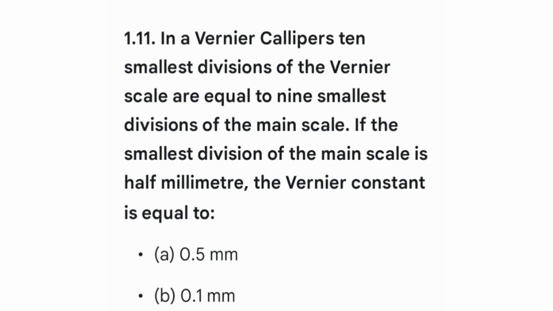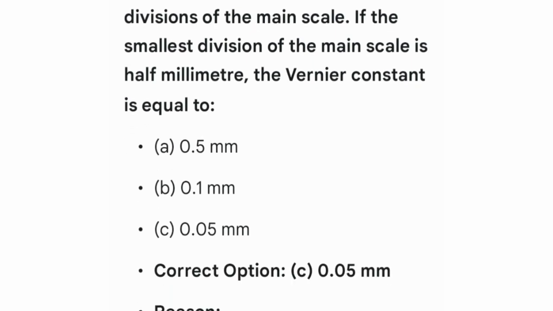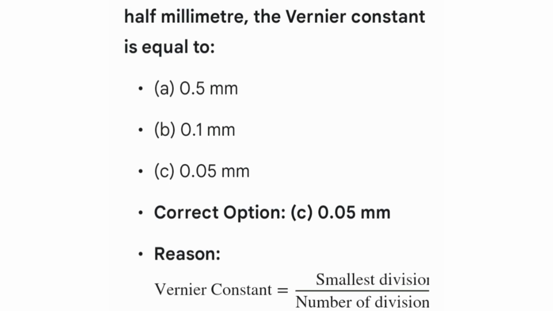MCQ 1.11. In a vernier caliper, 10 smallest divisions of vernier scale are equal to 9 smallest divisions of the main scale. If the smallest division of the main scale is half millimeter, the vernier constant is equal to: 0.5 millimeter, 0.1 millimeter, 0.05 millimeter.